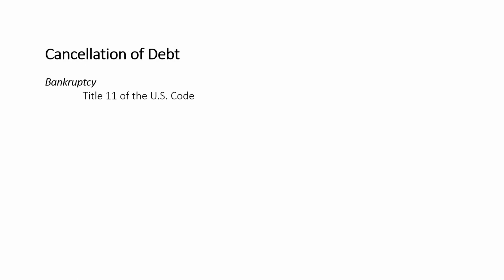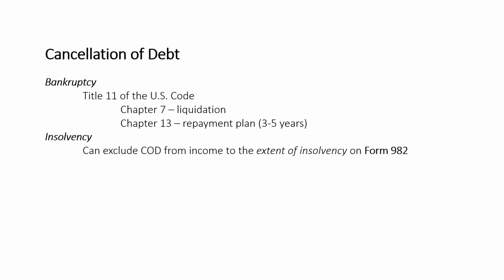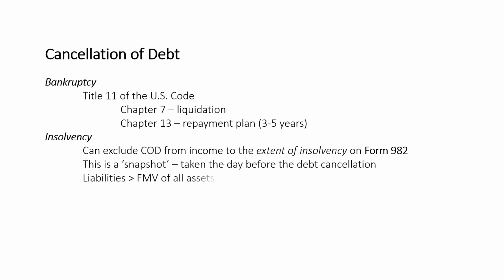Bankruptcy involves Title 11 of the U.S. Code, Chapter 7, liquidation, Chapter 13, there's a repayment plan, 3 to 5 years. Insolvency can exclude cancellation of debt from income to the extent of insolvency that's reported on the Form 982. And this is a snapshot. It's taken the day before the debt cancellation. Liabilities have to be greater than the fair market value of all assets owned. The extent of insolvency equals the exact amount of the excess liability.